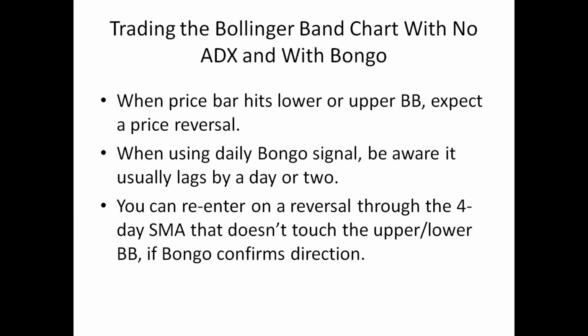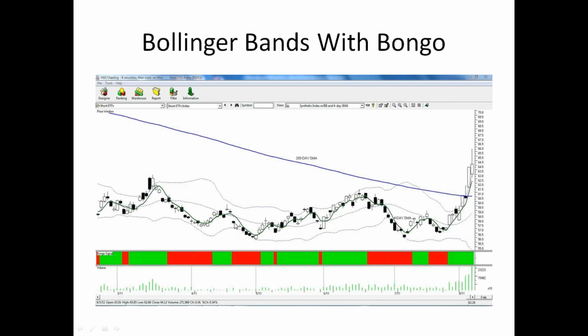So let's go back to the same time period, back in late April, early May. We hit the lower Bollinger Band, and the market's going up, and the index closed above the 4-day SMA, and on the same day, or it might have been the next day, the Bongo switched from Bongo no to Bongo yes. There's your confirmation.